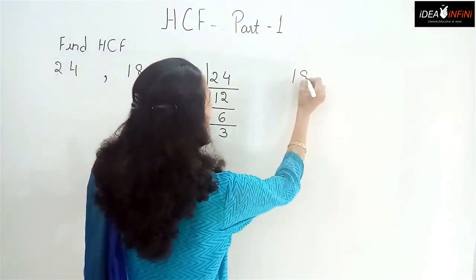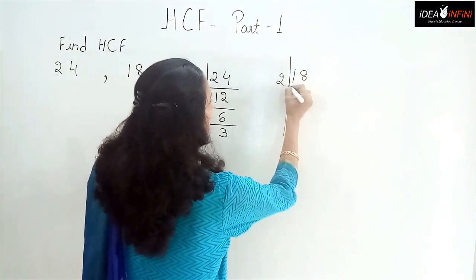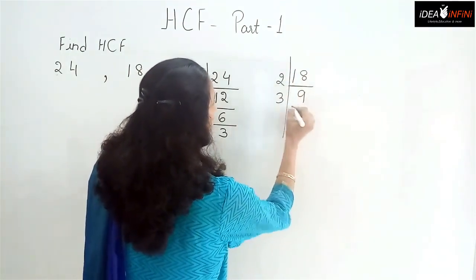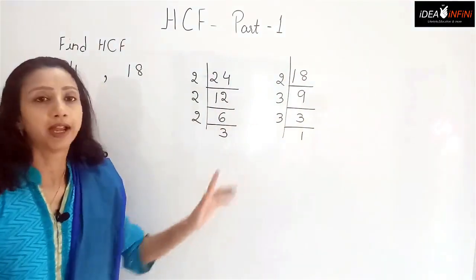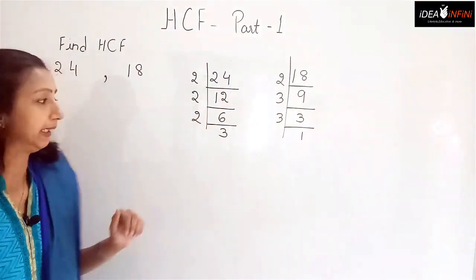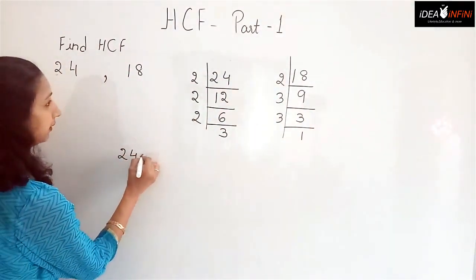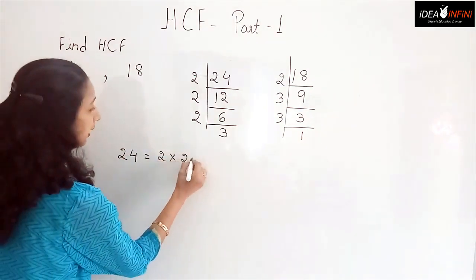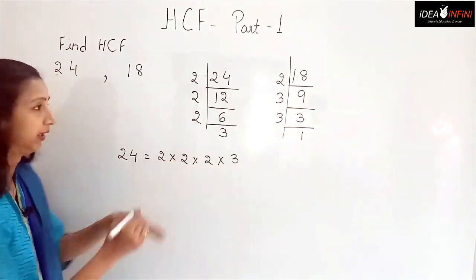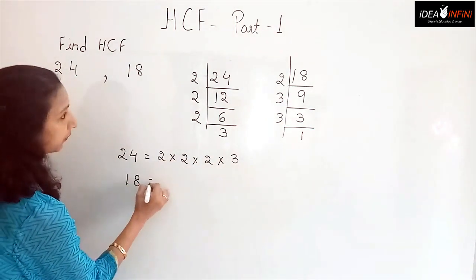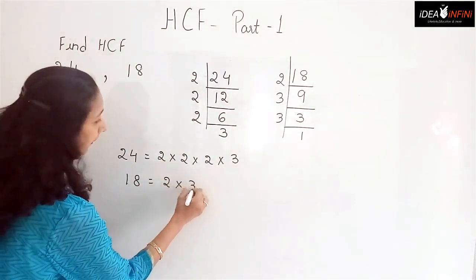Similarly, we find out the factors of 18. 2 nines are 18, 3 threes are 9, and then 3 and 1. These are the factors of 24 and 18. We write them together like 2 into 2 into 2 into 3. These are the factors for 24 and here are the factors for 18.